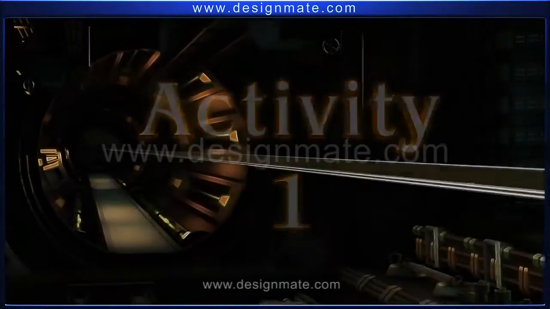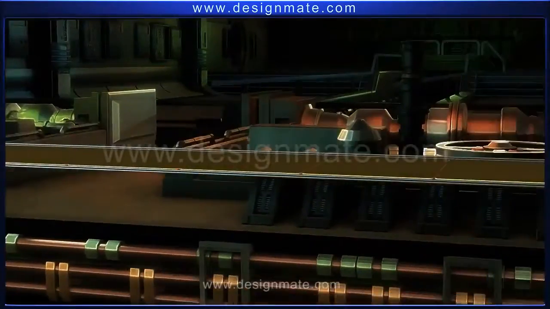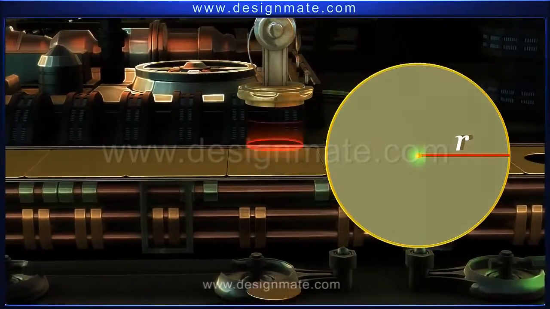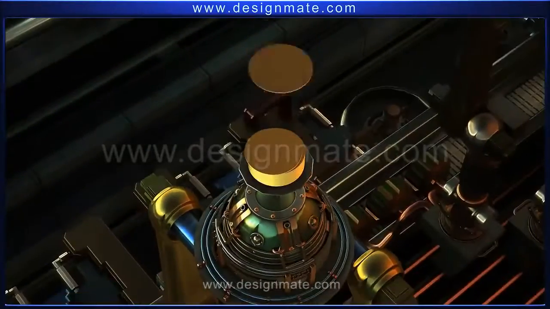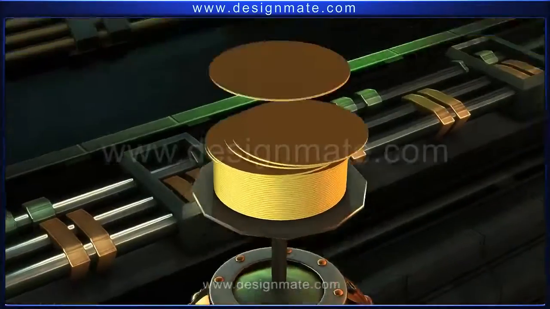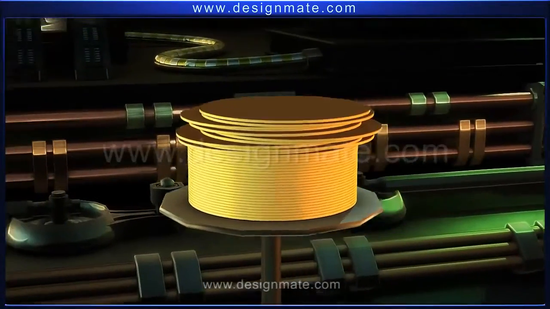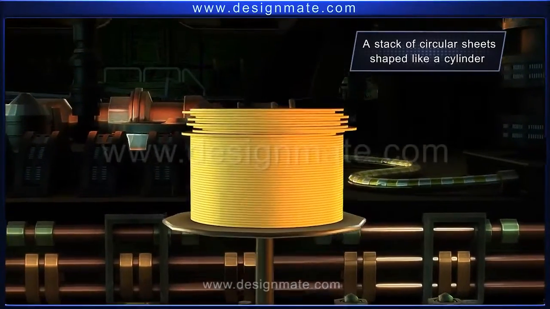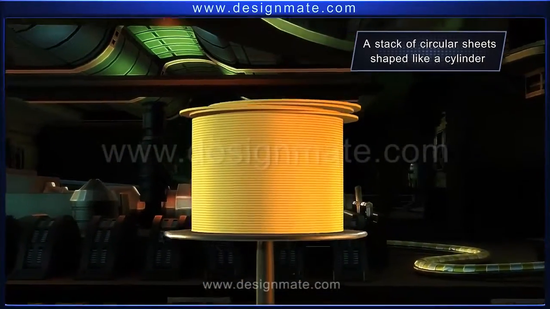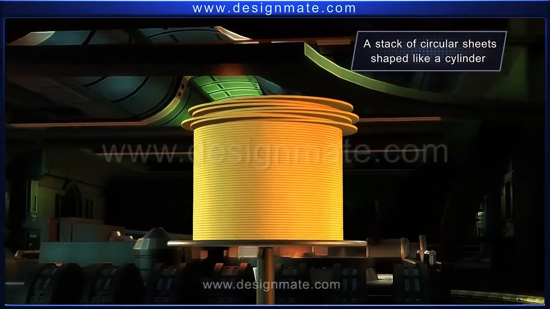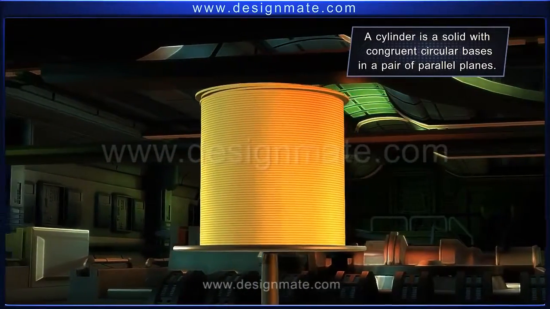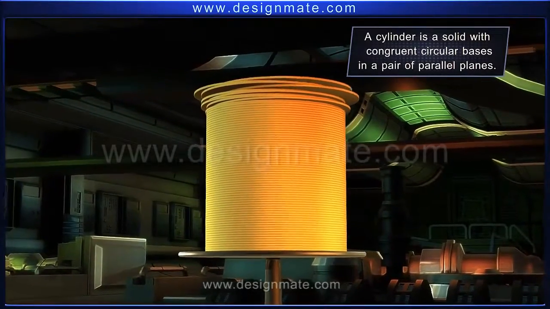Activity 1. Let us take a sheet of paper and cut out some congruent circular sheets of radius r. We will pile these up one above the other in such a manner that each circular sheet covers the other. As we keep piling these, we see that it begins to take the shape of a cylinder. From this activity, it is clear that if we keep piling these circular sheets, we will get the cylinder.